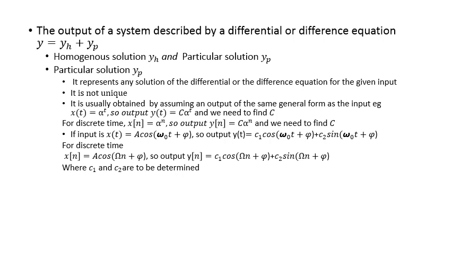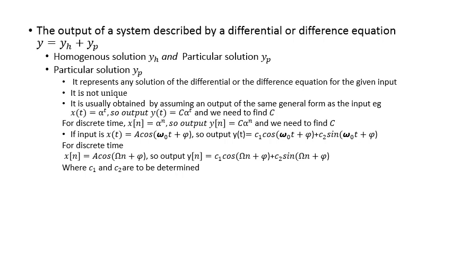The particular solution is usually obtained by assuming an output of the same general form as the input. For example, if the input is alpha power t, we assume that the output is c, a scaled version of the input, so c alpha power t, and we need to find c. Similarly, for the discrete time case, if the input x of n equals alpha power n, the output will be c alpha power n, and similar to the continuous time case, we need to find c.